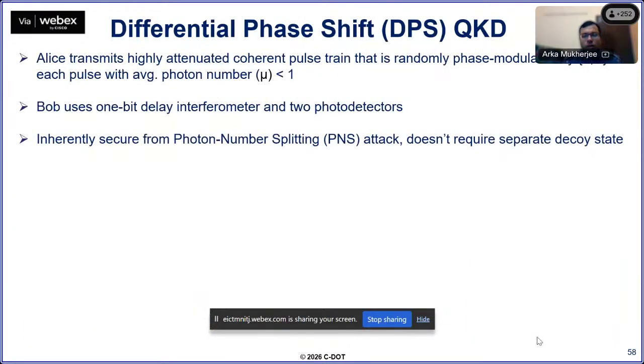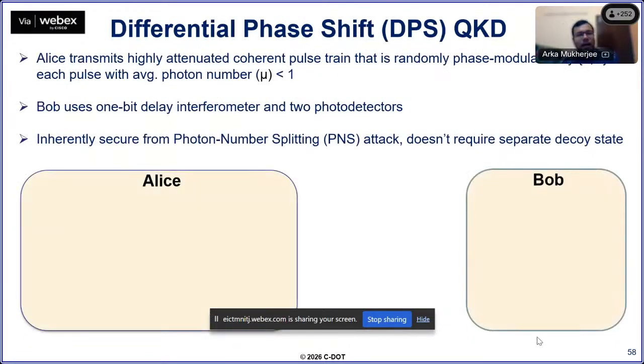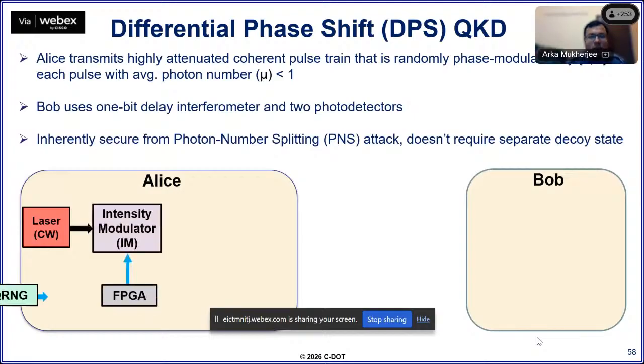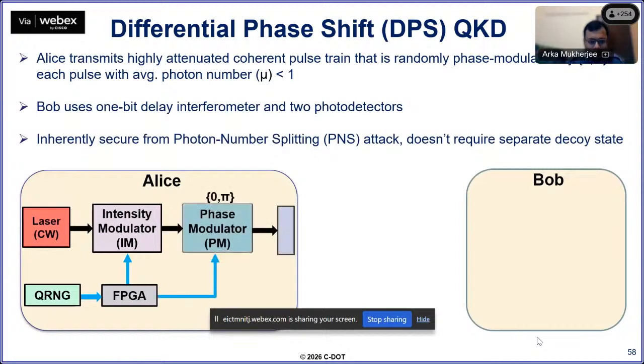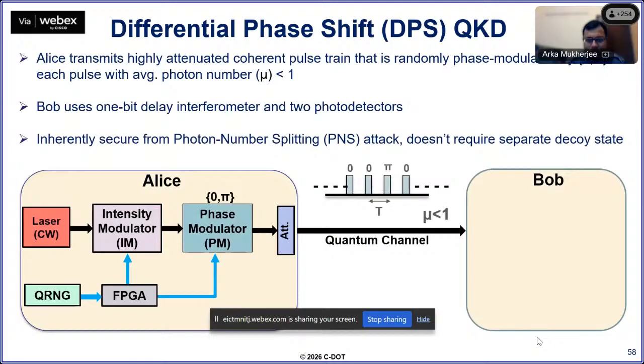In coherent one way, the degree of freedom was time bin. As I told, in BB84 the degree of freedom was polarization. In this differential phase shift protocol, the degree of freedom will be phase, so here you will change the phase of the photons. This architecture is similar to coherent one way, but there is a slight difference. If you see this diagram, it will be clear.